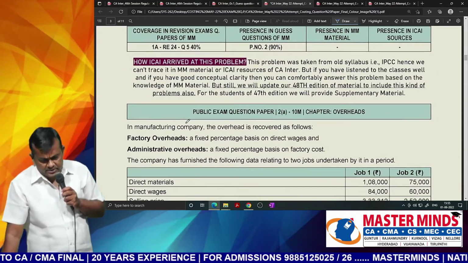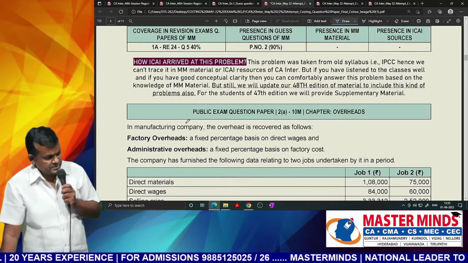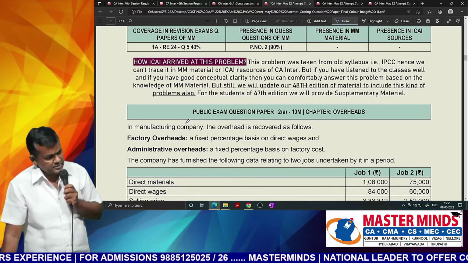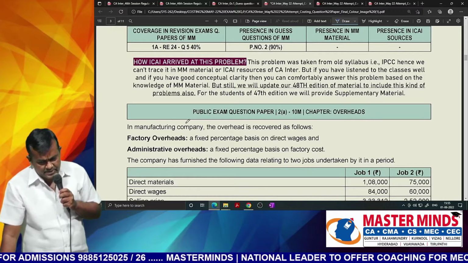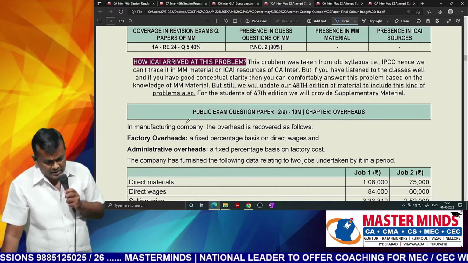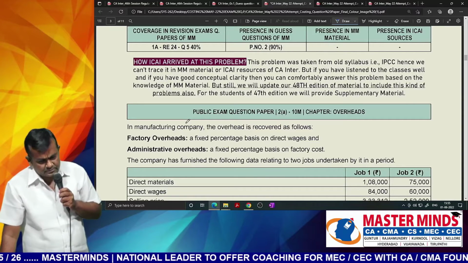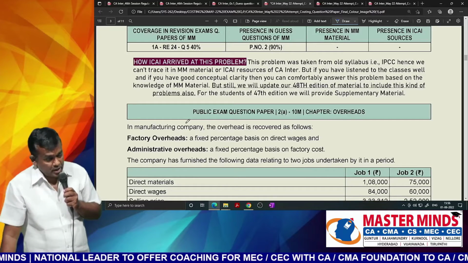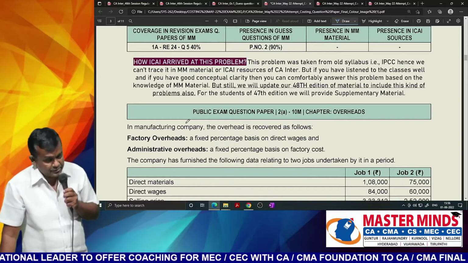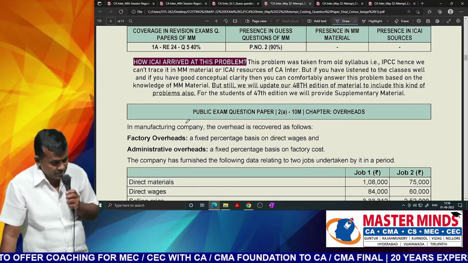This problem was taken from the old syllabus, that is IPCC. Costing 50 marks and FM 50 marks, that is the old segment. So this problem was taken from the old syllabus, sir, that is IPCC. Hence we cannot trace it in the material or ICAI sources of CA Inter. But if you have listened to the classes well and have good conceptual clarity, then you can comfortably answer this problem based on the knowledge of the material.